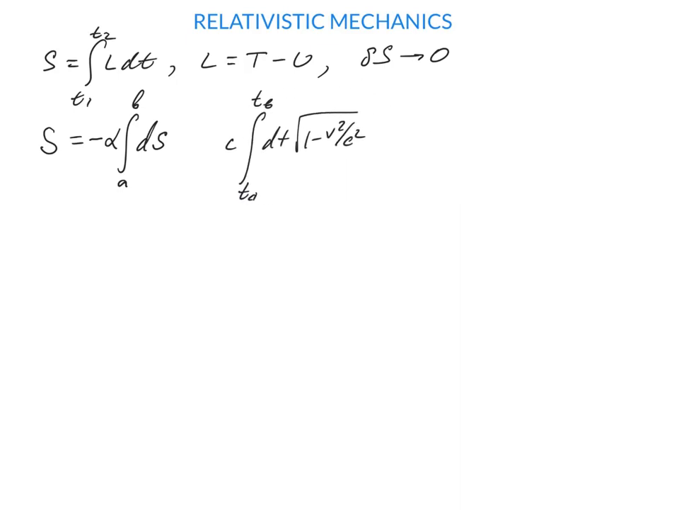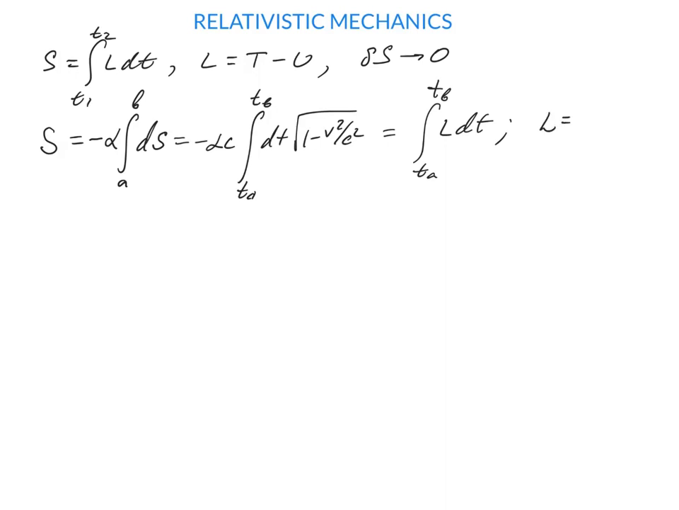So take this expression here. Then, when projected onto the given reference frame, that's what we do when we write it in terms of dt. So it should be the integral of L dt from Ta to Tb. We find that the Lagrangian is equal to minus alpha c square root of 1 minus v squared over c squared.